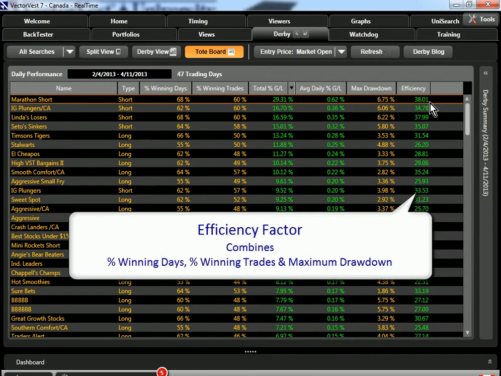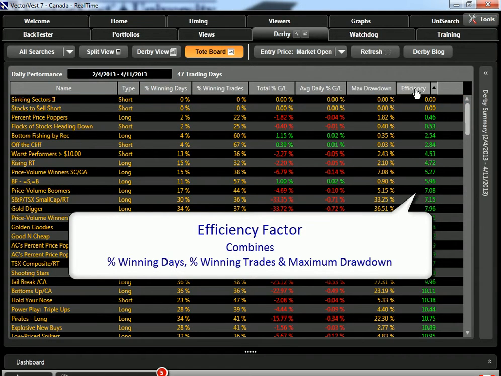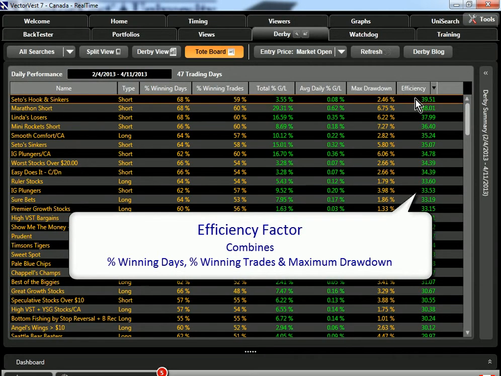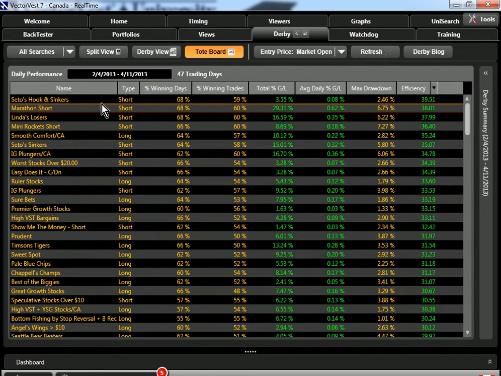The name of the game is efficiency, so I'm going to encourage you to sort by efficiency when analyzing these strategies. And to do that, I'll just simply click it twice, and it'll put the highest, most efficient strategies right at your fingertips. That changed Marathon to second position and put Cito's hook and sinkers at the top. It has the same number of winning days, a little bit fewer winning trades. Now the total gain loss is only 3.5%.